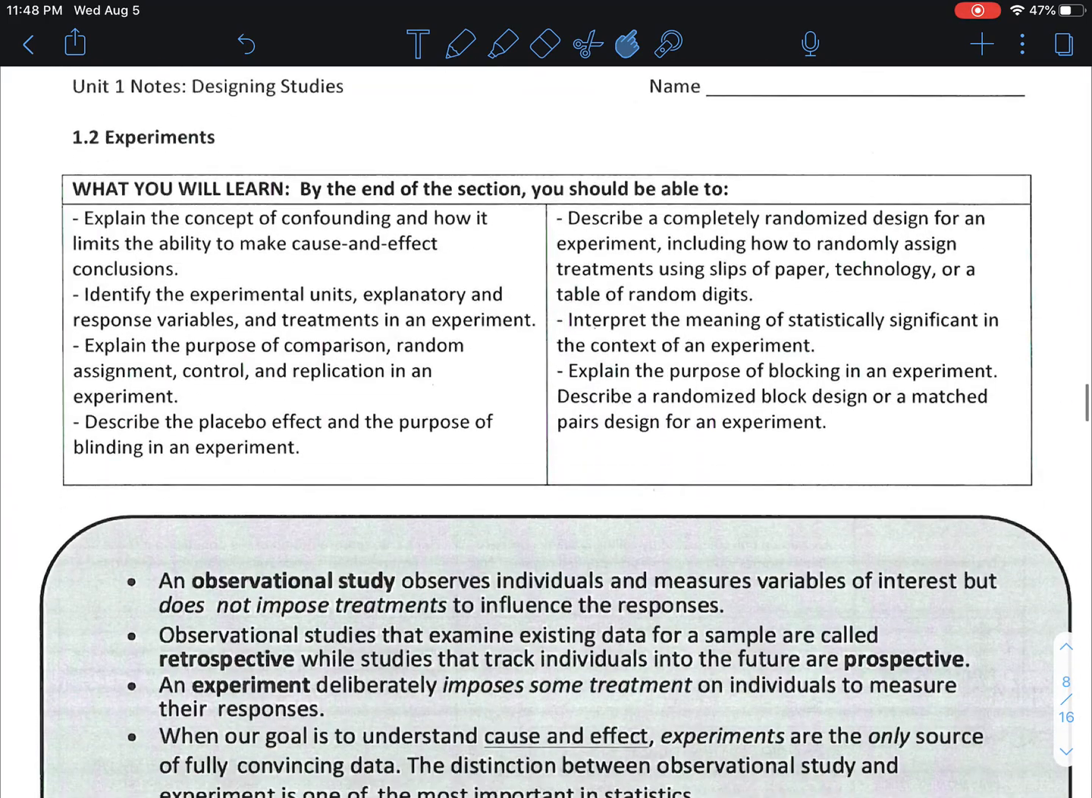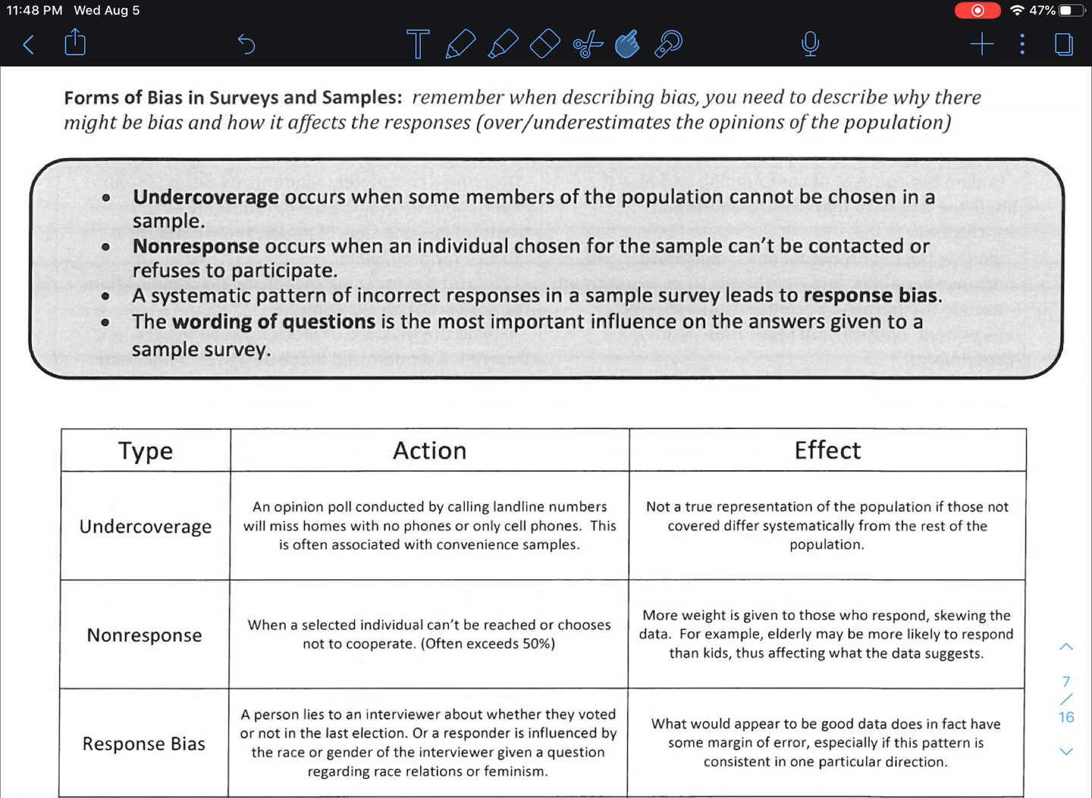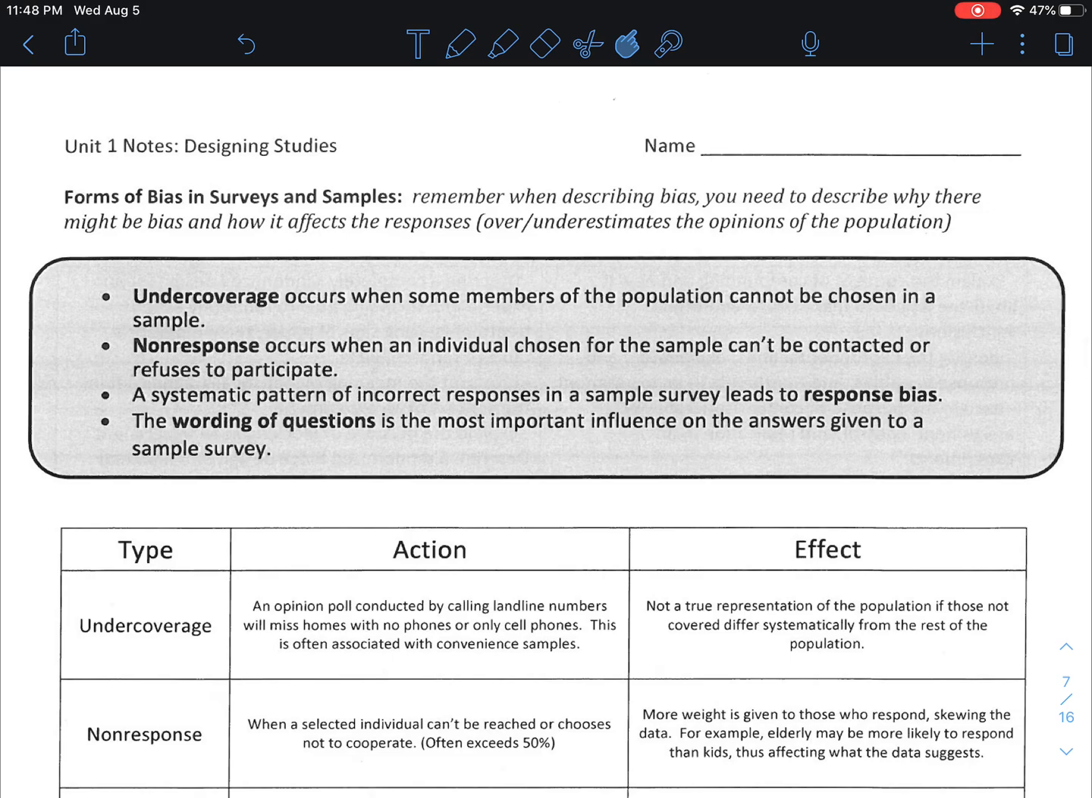All right, so switching focus here a little bit. Last page here in the notes, I know for 1.1 at least, I told you I get wordy, but hopefully I try to explain it well. There's different types of forms of bias. So we talked about what bias is. Bias is when we either consistently over or underestimate.